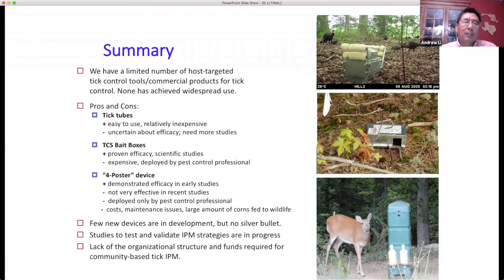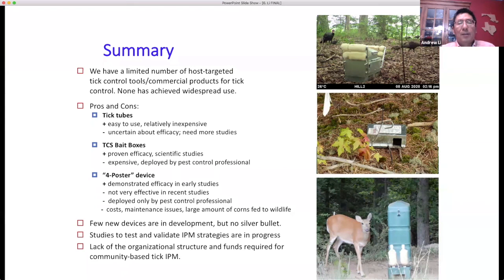Same with the full poster. Each unit costs $500-600 to start with, and although the early USDA project study showed it is effective, recent studies show some complications. There are certain things we can explain for why it's not working. Maybe a sufficient number of devices wasn't put out there, or there was a maintenance issue. But again, it's the cost. It also has to be managed and serviced by pest control professionals.